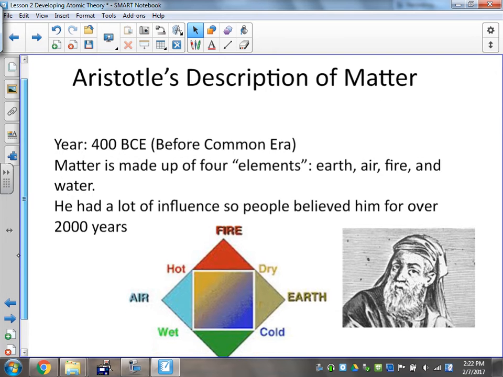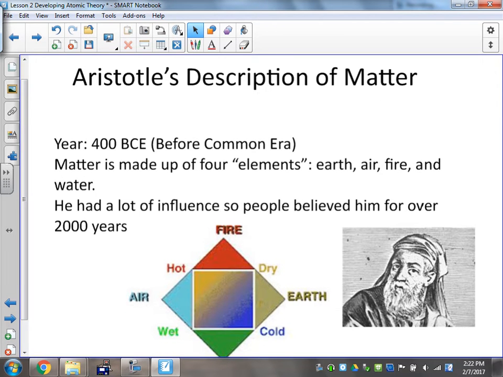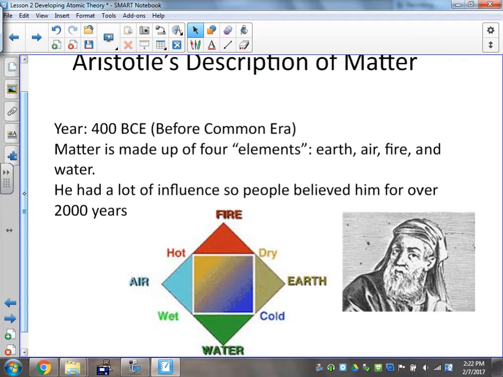All right, so we're going to go back to, like I said, earlier days here. Aristotle's description of matter. Probably a few things you want to write down is probably the year for right now. So the year was 400 BCE, or basically BC, before Common Era is what we call that. And Aristotle, you don't have to write all this stuff down, guys, but Aristotle, remember, his big thing was everything is made up of the four elements: earth, air, fire, and water. Okay? So he had these four elements. That's what he said everything is made up of.